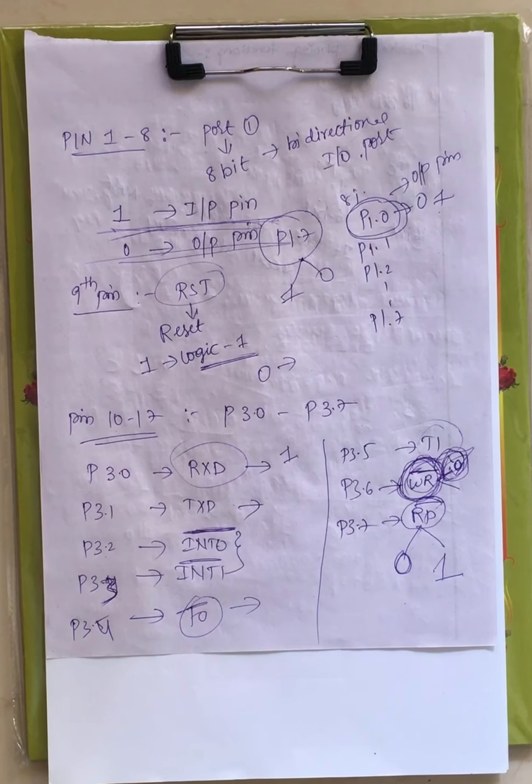Now port 3.1 is provided with the special function TxD. You can transmit data serially for logic 1 since there is no bar. For logic 1, you can transmit data serially. For logic 0, you can't transmit data serially, right?